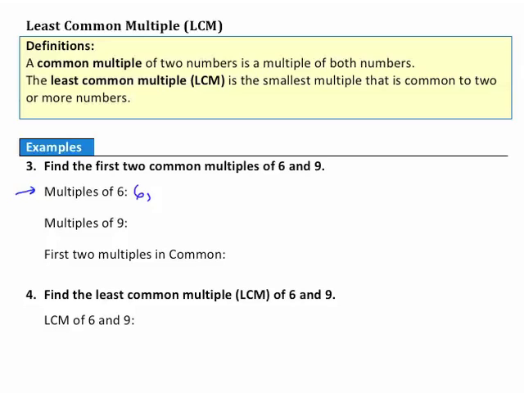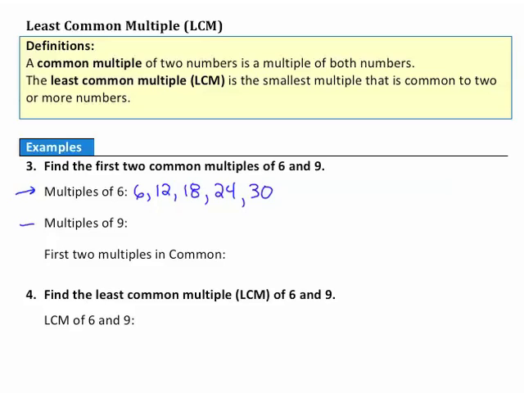The next one is 6 times 2, or 12. 6 times 3, which is 18. 6 times 4 is 24. 6 times 5 is 30. Let's stop there. We might need some more multiples, but that might be enough to find the first two common.